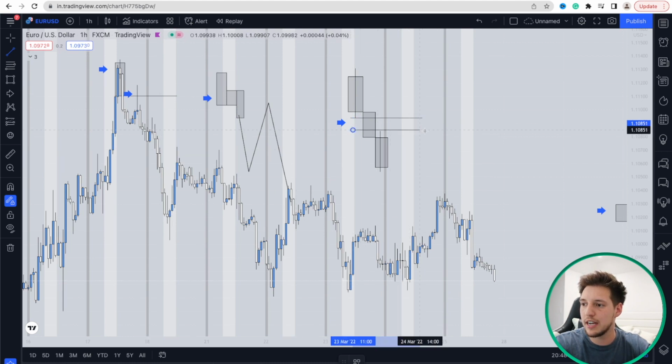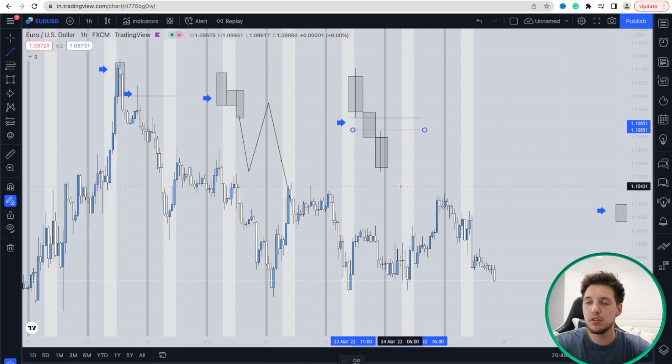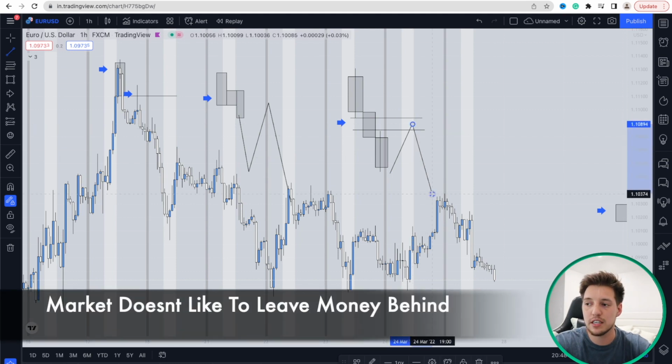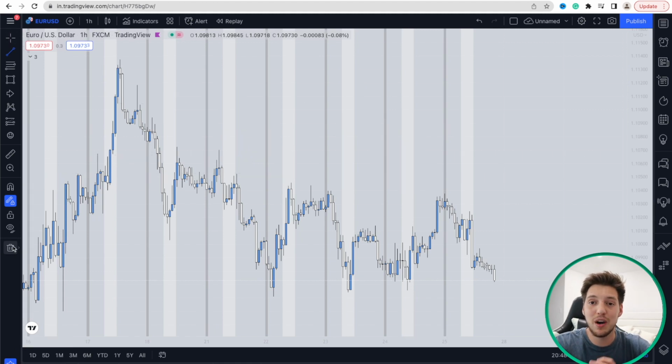also considered as imbalance. Whenever market leaves this behind, it's due to the fact that more than likely there was too much selling pressure, too much buying pressure, and therefore market needs to come back, rebalance itself, and once it does rebalance itself, continue with its overall direction, in this case bearish. So let me just go ahead and show you a couple of these examples on the charts itself. That way you can find them next time you look at your own charts.